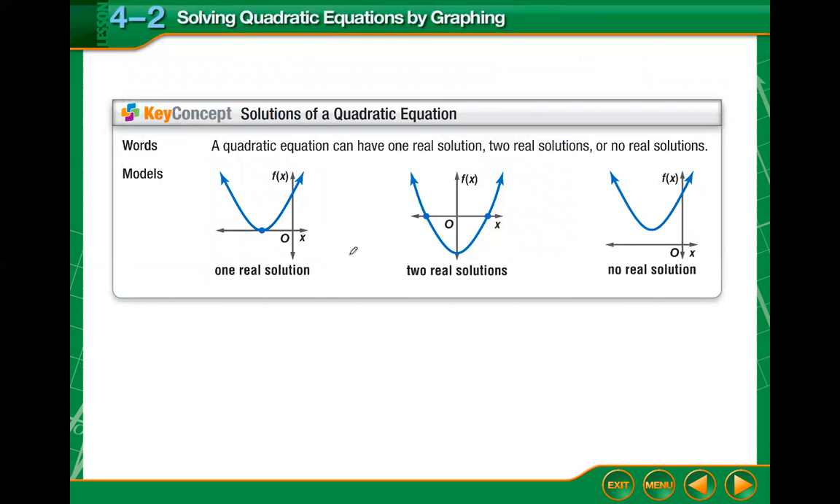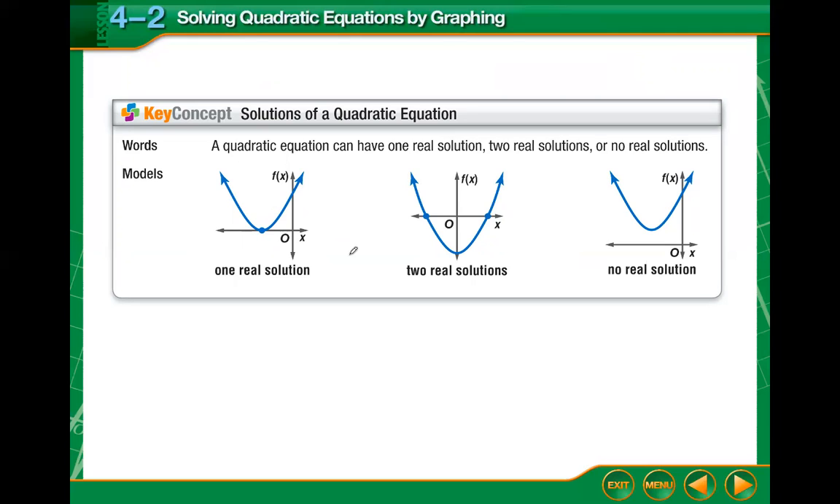When we're looking at quadratics, we have three possible answers. Either we're going to have one real solution where it crosses the x-axis once. What's really happening there is that the vertex is on the x-axis, so it touches and goes right back up or down, depending on if our a value is positive or negative. Or two real solutions, if it opens up or downward and crosses the x-axis twice.